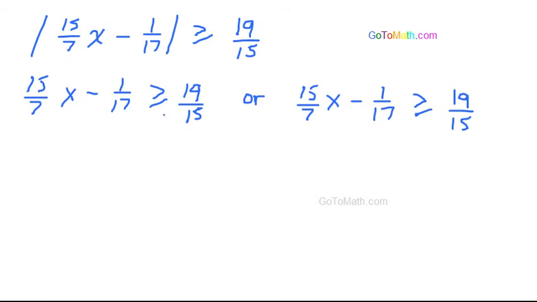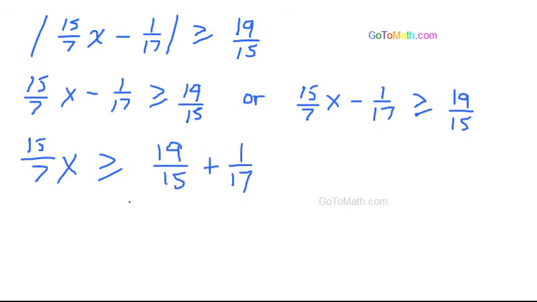Okay, what do we got going on here? Let's do this one here. So let's go ahead, take this minus 1 over 17 to the right. So we have 15 over 7x is greater than or equal to 19 over 15 plus 1 over 17. So we're going to need to get that into one nice fraction. And this isn't a section on how to calculate fractions, so we're not going to get into that. If you want to learn how to do fractions, you need to move over to the fraction section.